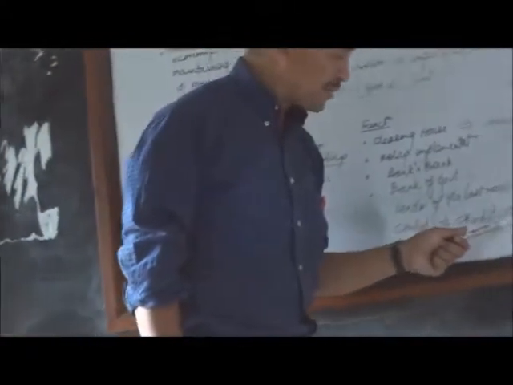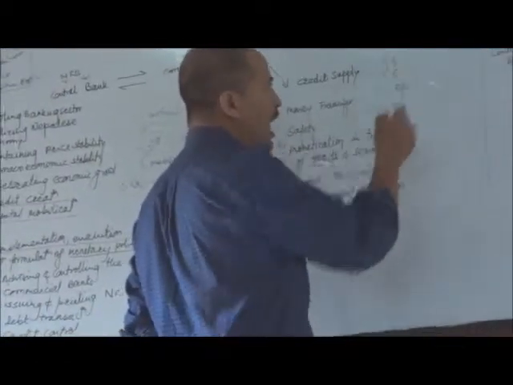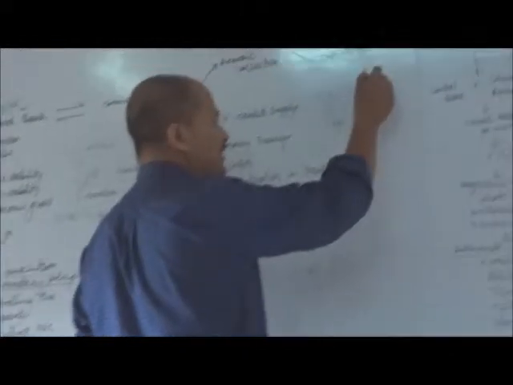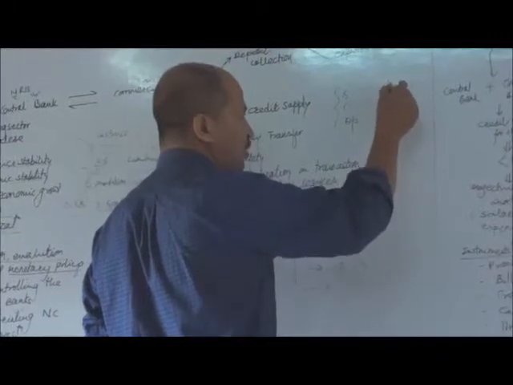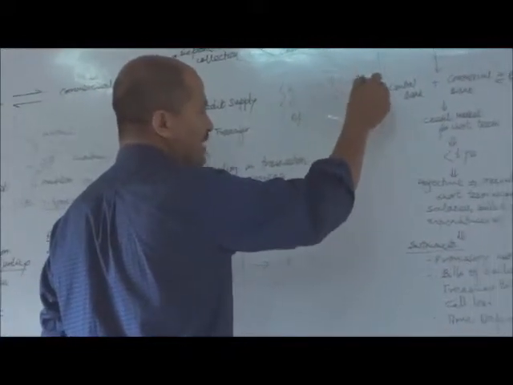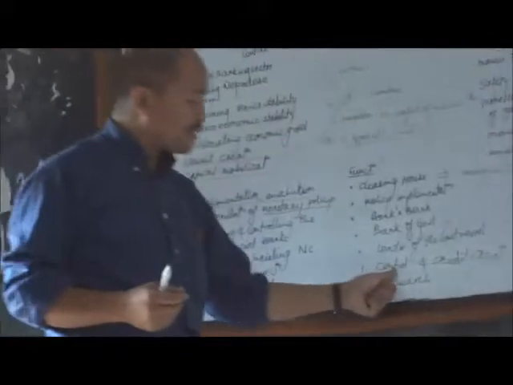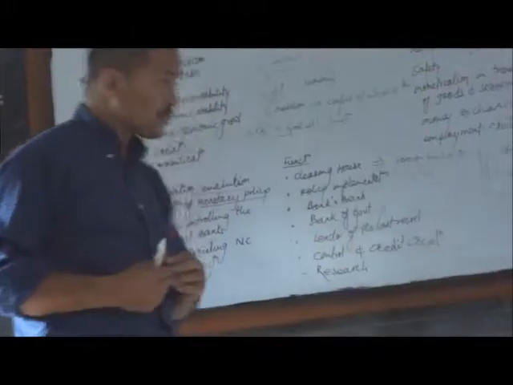Another is control and credit creation. Yes, bank rate, cash reserve ratio, and open market operations. These three instruments are used to create credit as well as control credit. When the bank rate increases, at that time credit is controlled. When the bank rate is reduced, at that time credit expands. In this way, the central bank controls the commercial banks and also controls credit.